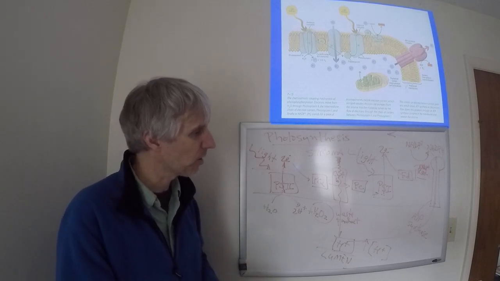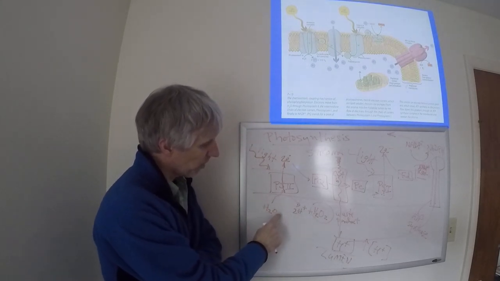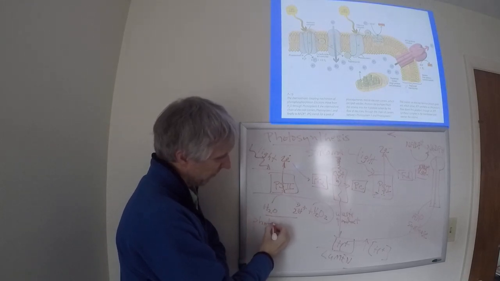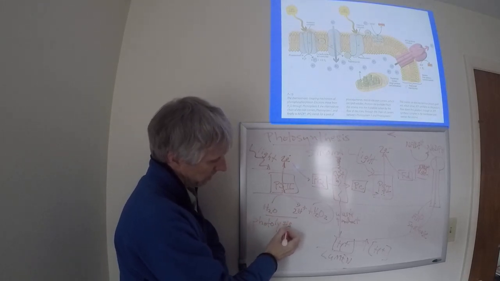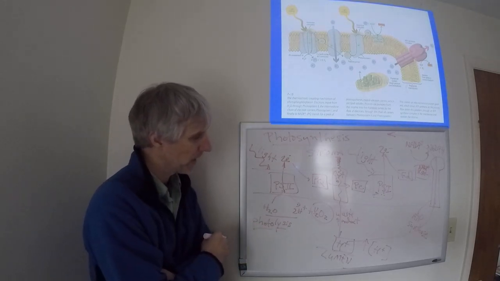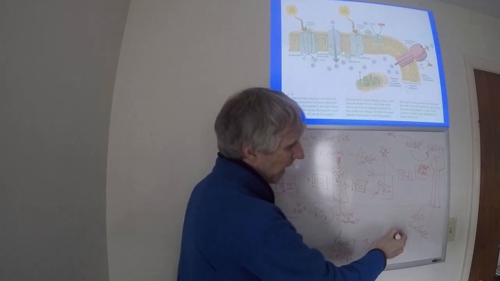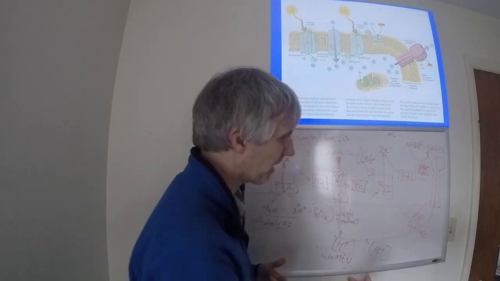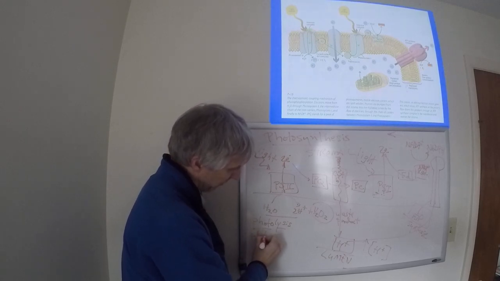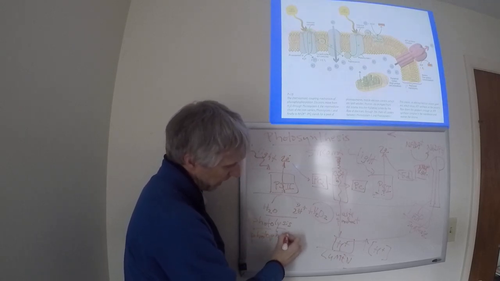A couple of terms here. The first term, the splitting of water, is called photolysis, right? Using light energy to split, that's photolysis. And the way that this ATP is manufactured in the chloroplast is called photophosphorylation.